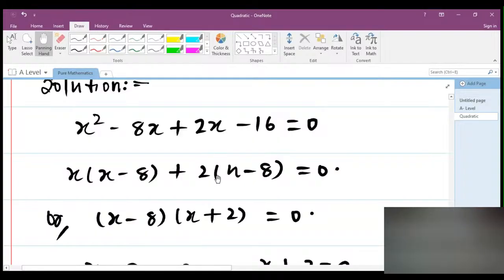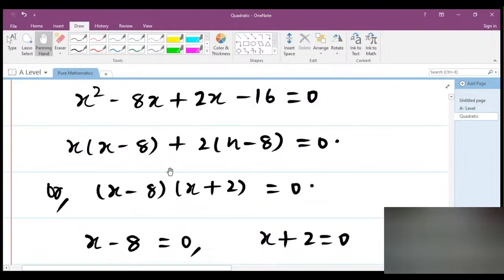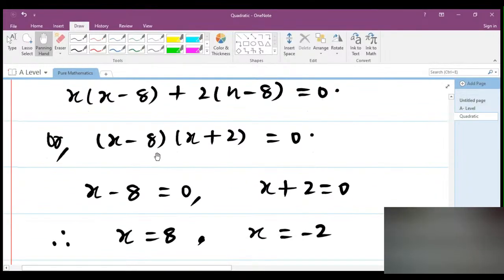Then we get 2 into x minus 8 equal to 0. Now we take x minus 8 common, then we get x minus 8 into x plus 2 equal to 0. Now we equate each term to 0, then we get x minus 8 equal to 0 and x plus 2 equal to 0. Therefore x equal to 8 and x equal to minus 2.